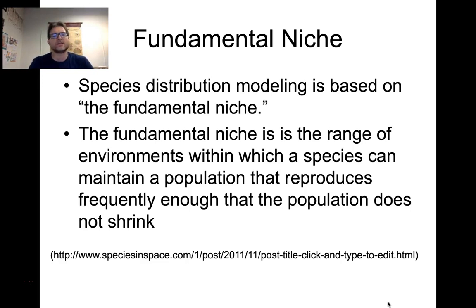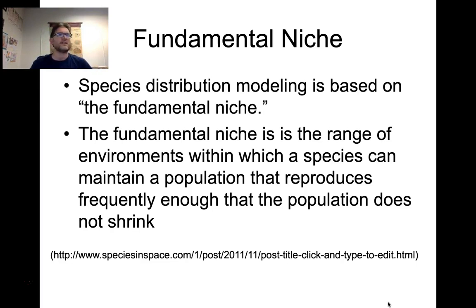And this is because species distribution modeling is based on the fundamental niche. Species distribution modeling sort of shows you the fundamental niche of a species, although not quite. It more so shows you the fundamental niche than it shows you the realized niche, and I'll describe both. The fundamental niche of a species is the range of environments within which a species can maintain a population that reproduces frequently enough that the population does not shrink.